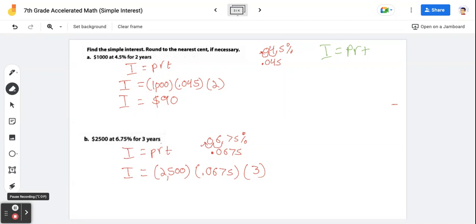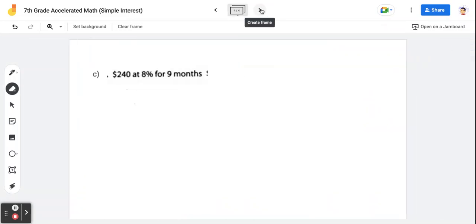So straight to the calculator. 2,500 times 0.0675. Very important: make sure that you put the decimals in the correct places. My interest here is going to be $506.25. And that's it for that type of problem. So let's go ahead and see one more, a different type perhaps. Not much, but there is a slight change in this one.